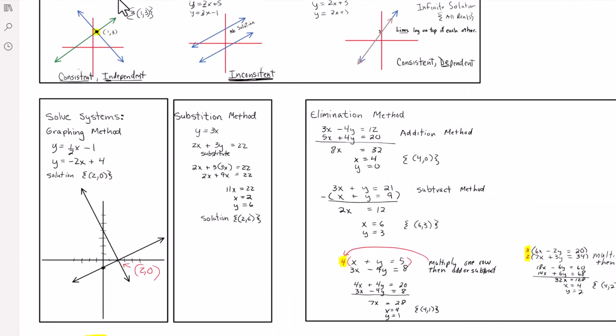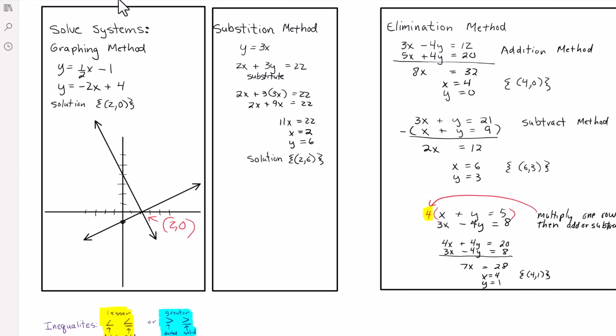Okay, then when you're solving systems, you can use the graphing method first. So you graph, and where they intersect, that's the solution set. Then the substitution method. So if you've got 2 equations and y is equal to 3x, where this y is, we can now substitute and put 3x, which is what we did right there. And then you can solve for x.